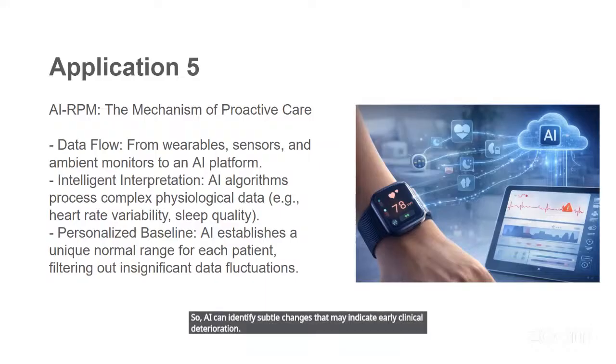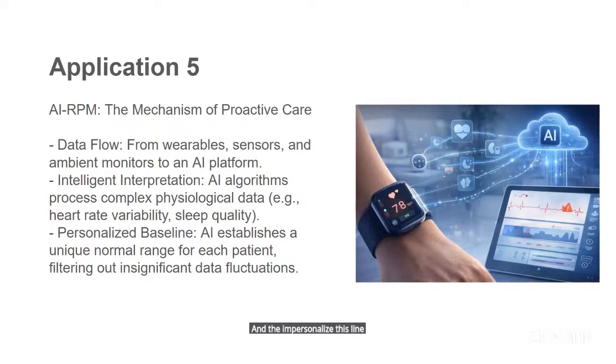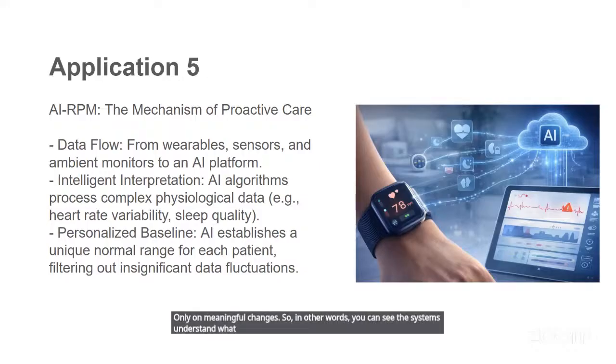And then personalized baseline. One of the most powerful aspects is personalized baselining. So AI establishes a unique normal range for each individual patient. This allows the systems to filter out insignificant fluctuations and focus only on meaningful changes. So in other words, we can say the system understands what is normal for this specific patient.